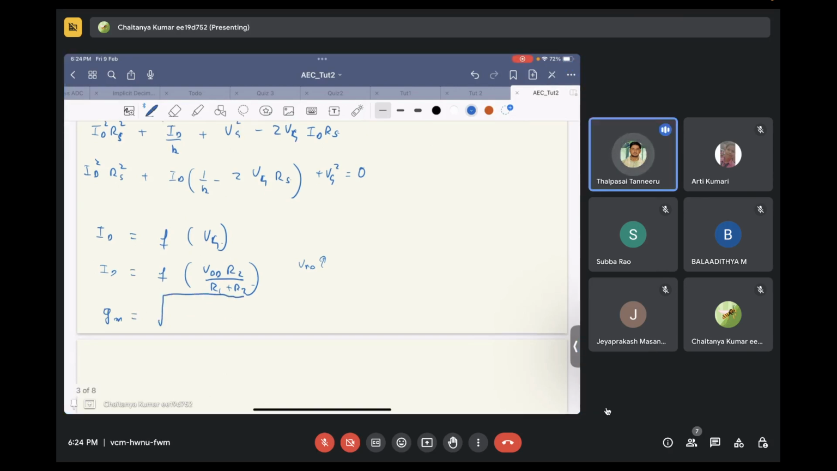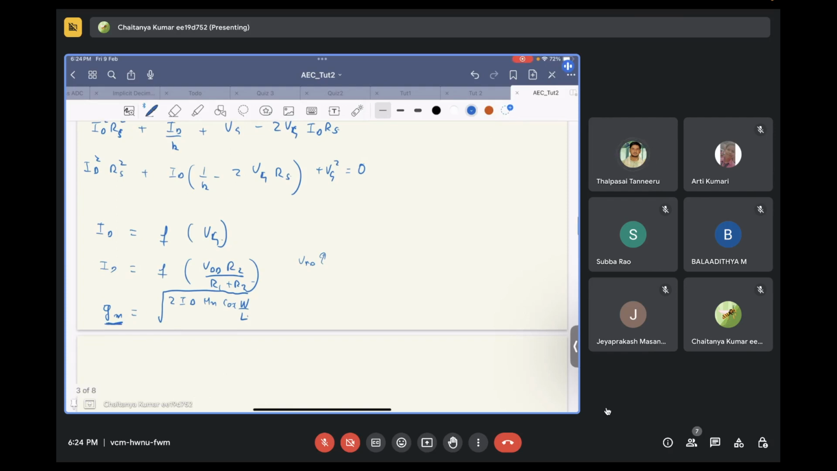Differentiation of root 2 ID mu n Cox W by L. Correct? Yes, sir. So ultimately, what I am saying is that GM is a function of ID, and since ID is a function of VDD, ultimately GM is a function of VDD, the supply voltage. You understand this? Yes, sir.